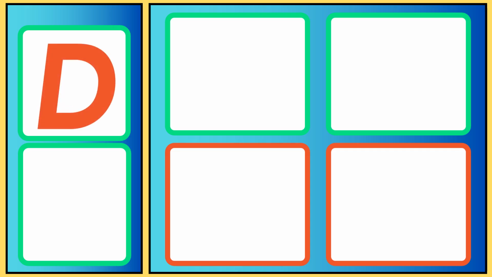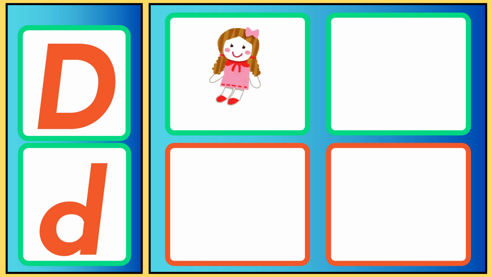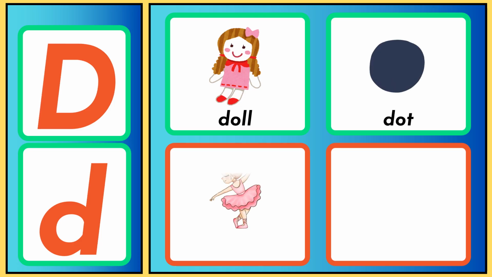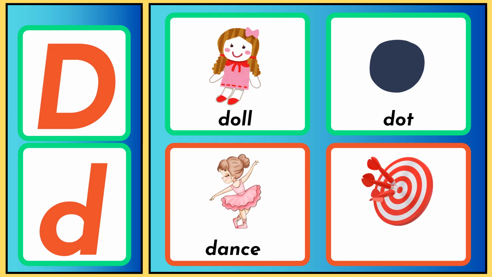Capital or big letter D. Small letter D. D says D. D is for doll. D, dot. D, dance. D, dart. D.